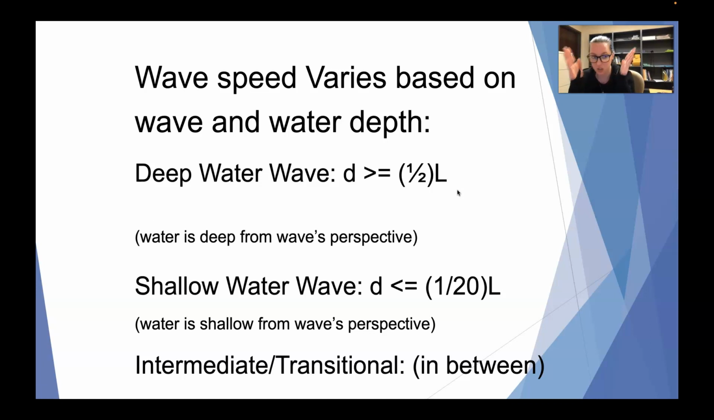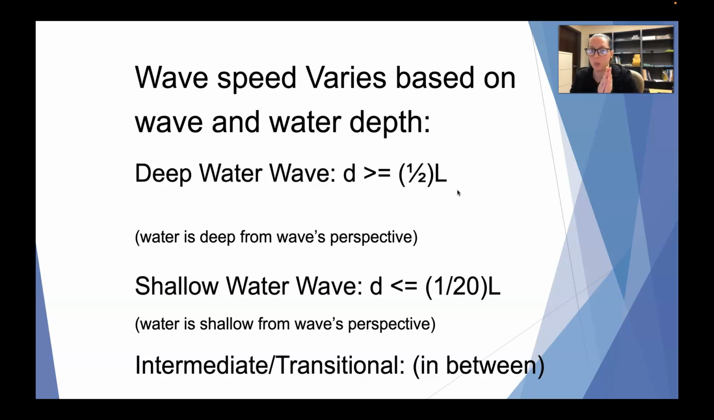So energy travels down the water column, and if that energy dissipates before it starts to interact with the bottom of the ocean, then we would consider that a deep water wave. The next slide I have will help illustrate that idea a little bit better.